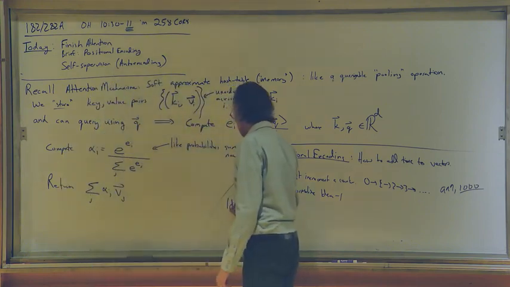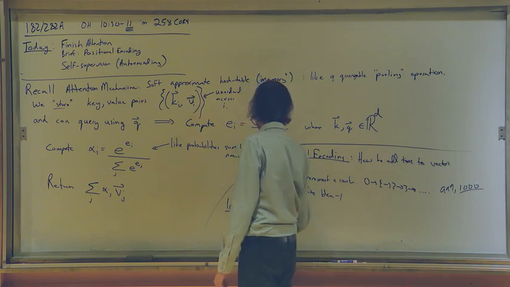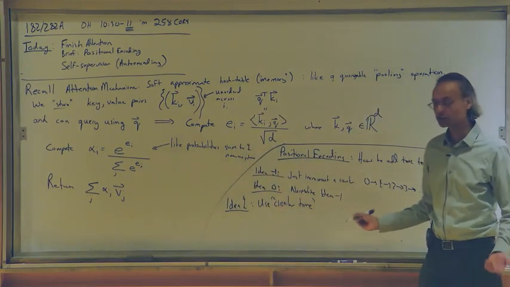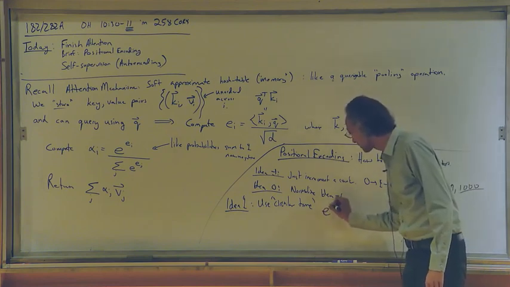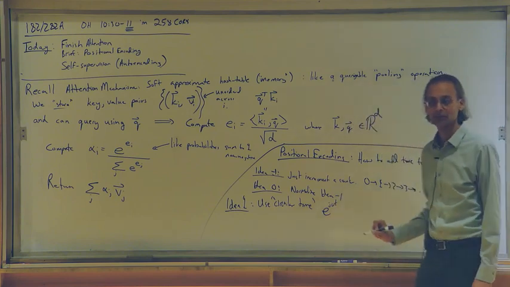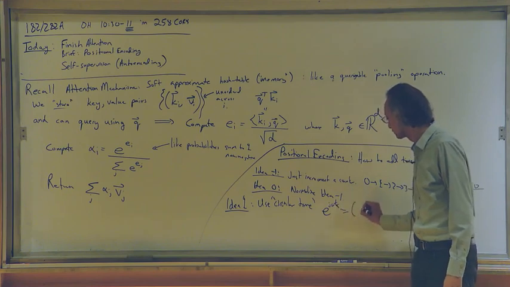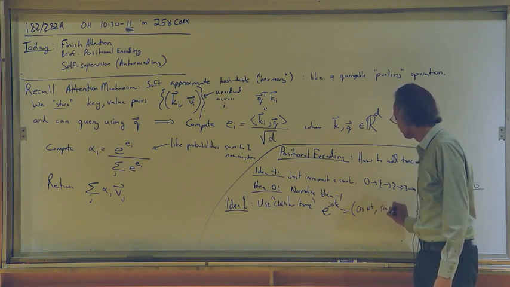So idea 1 is to use circular time. So what's circular time? It just says, instead of having the time, I'll do e to the j omega t, complex number time. So I'll take my time, t, and I'll translate it into cosine and sine.